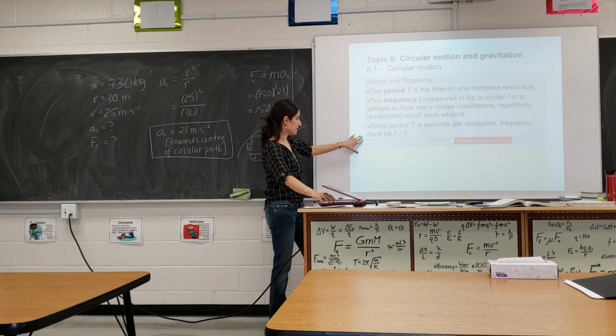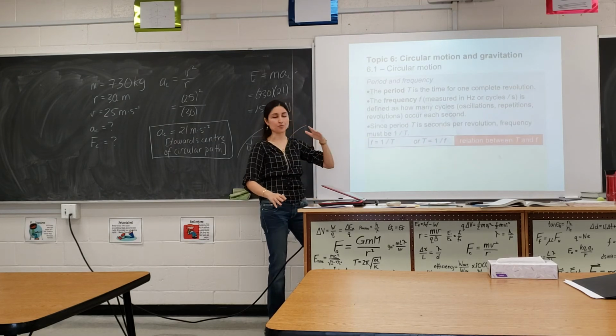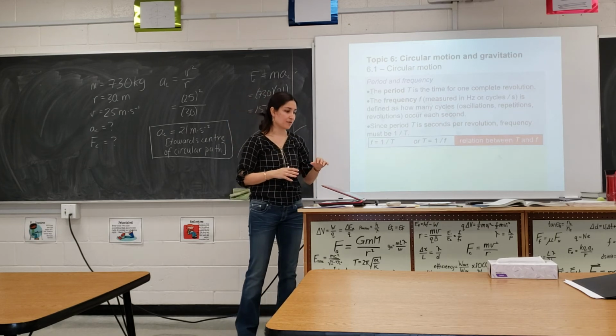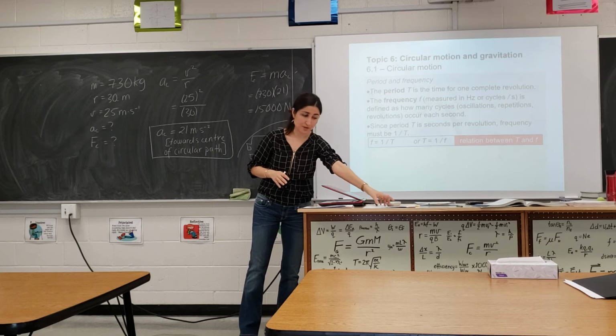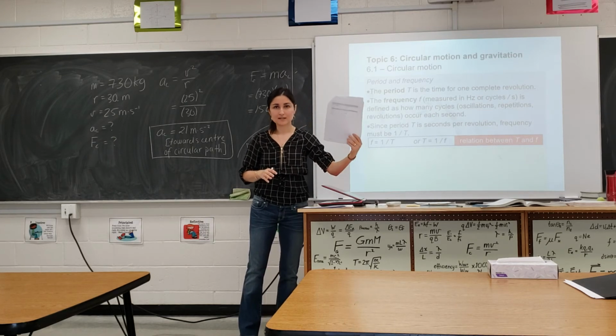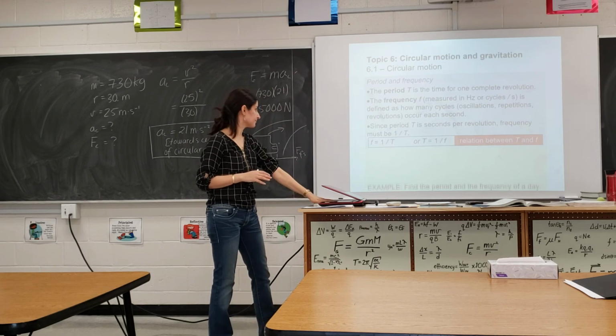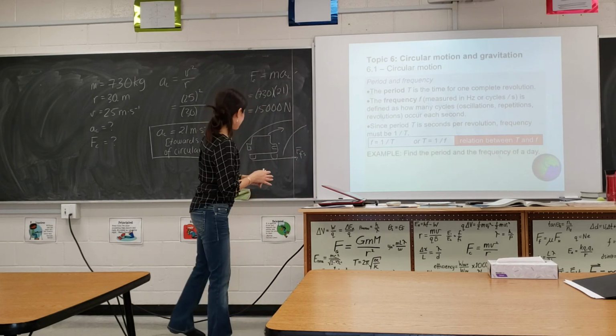Okay, and we saw this relationship as well. F is equal to 1/T, T is equal to 1/F. If you'd like, pause the video and just refamiliarize yourself with where that is inside the data booklet. Okay, let's try this example.